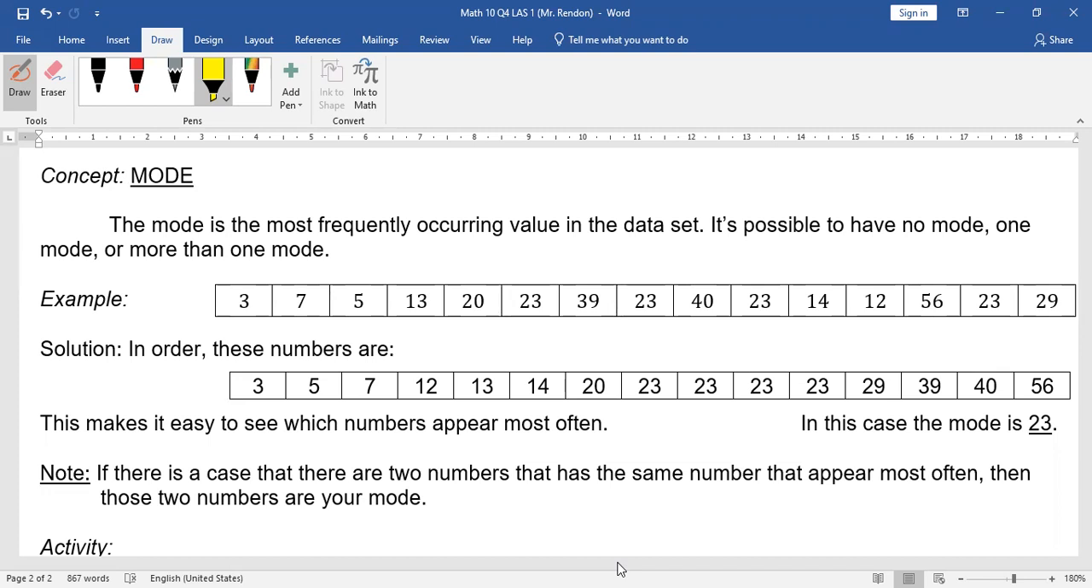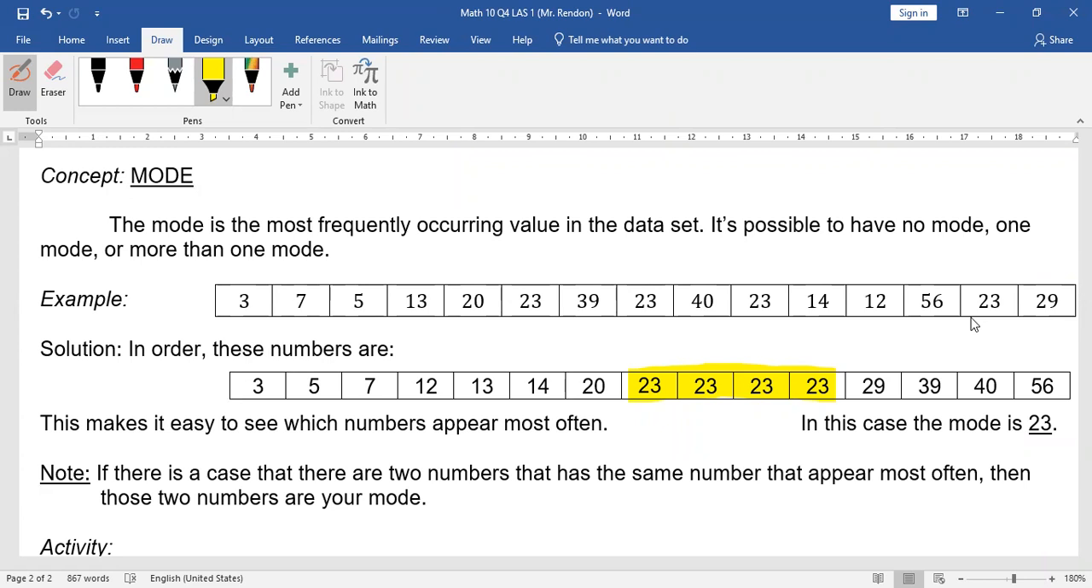For the solution, they listed the numbers from least to greatest. This makes it easy to see which number or numbers appear most often. In our case, upon inspection, 23 appeared 4 times, meaning your mode is 23. In this case it is not possible to answer in decimal, except if the written scores have decimals. Otherwise the answer is a whole number. The mean can have a decimal, the median can have a decimal, but the mode, unless the given data has decimals, is a whole number.